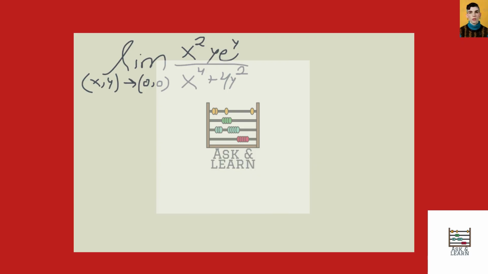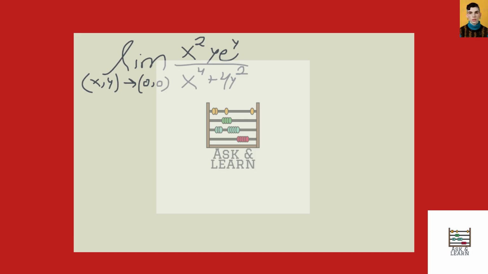So I have the function in two variables, x squared times y times e to the y, divided by x to the fourth plus 4y squared. And we want to find the limit of this function as (x, y) approaches the origin, (0, 0).